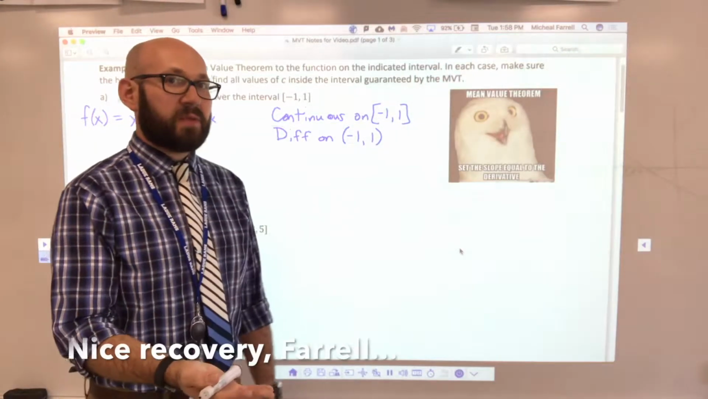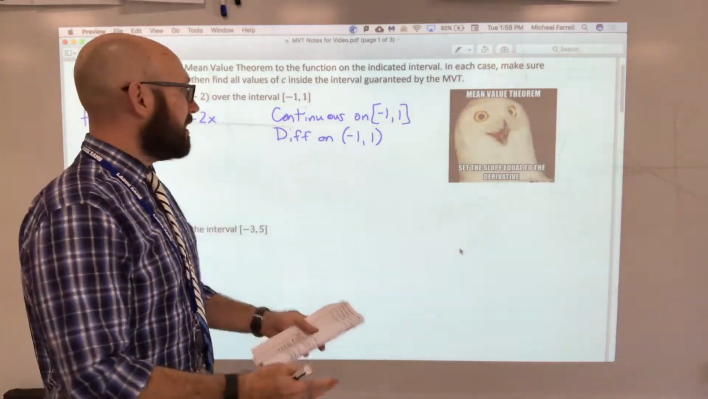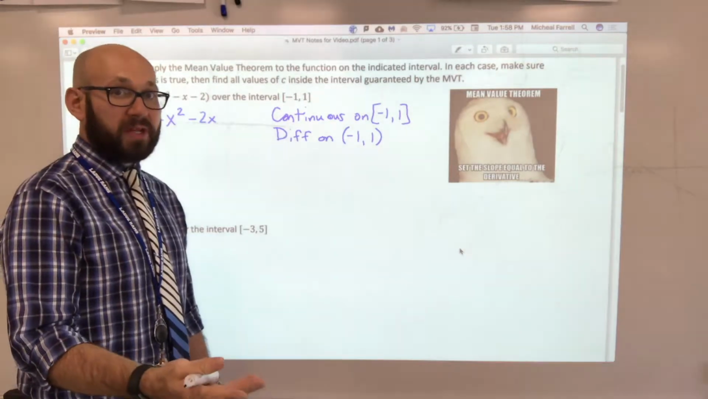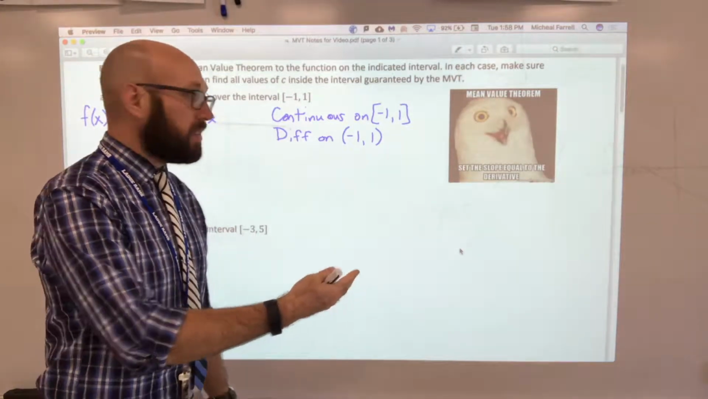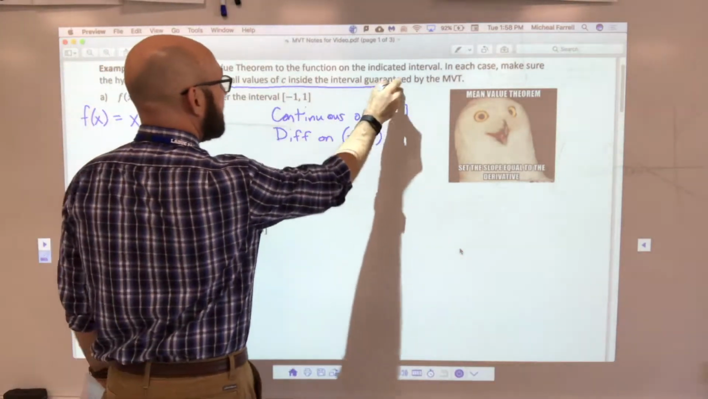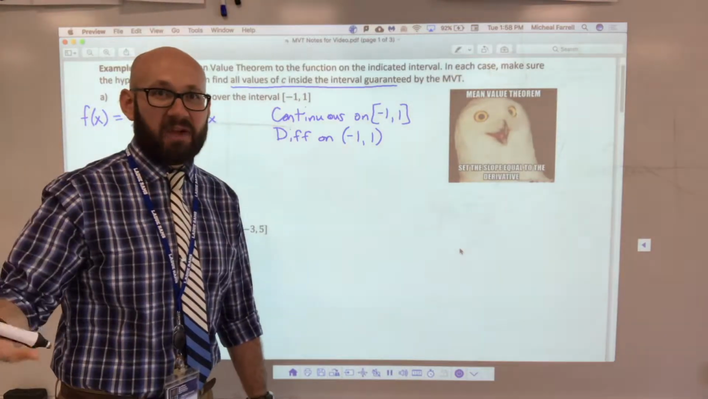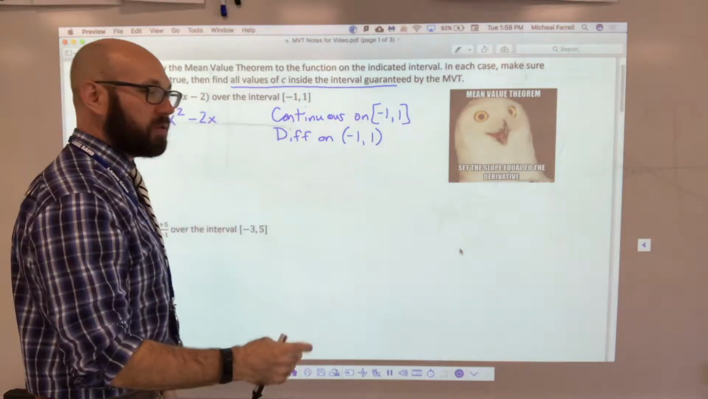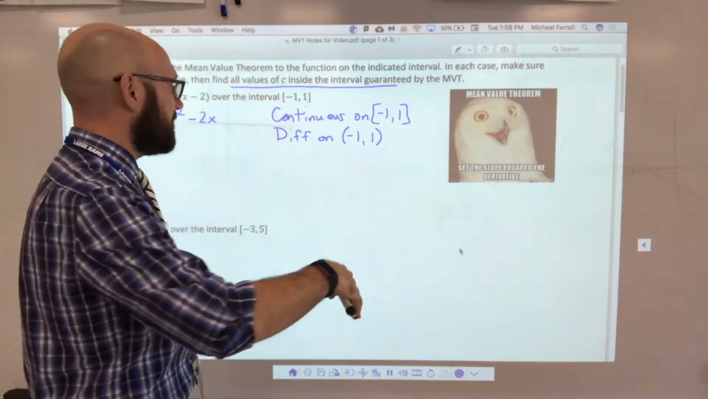So the mean value theorem says that if you're continuous on a closed interval and differentiable on an open interval, then you are guaranteed that somewhere along there, there's going to be at least one x value where the instantaneous rate of change matches the average rate of change. So let's go through and do that. All we have to do is find the average rate of change, compare that to the instantaneous rate of change.